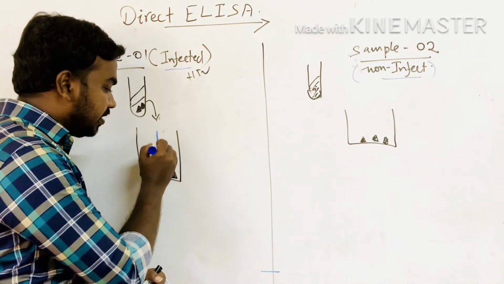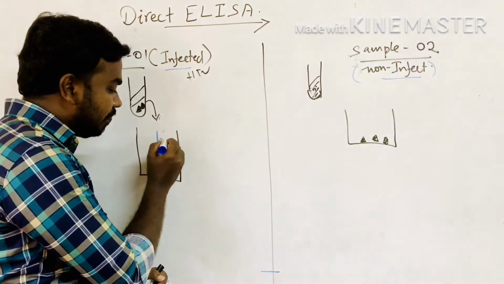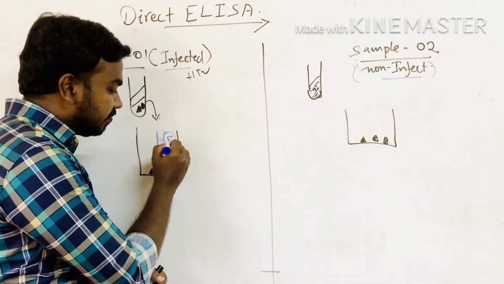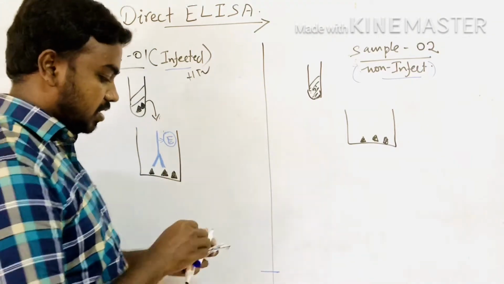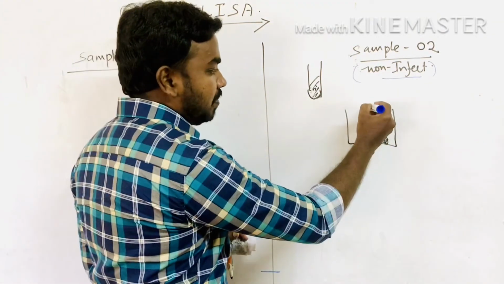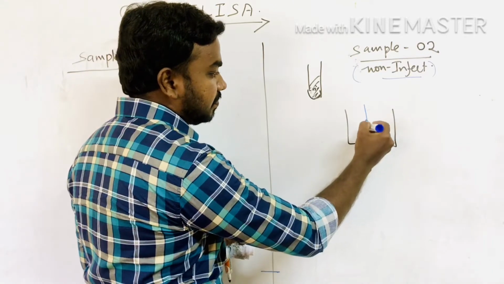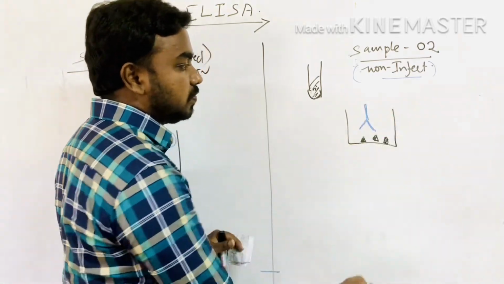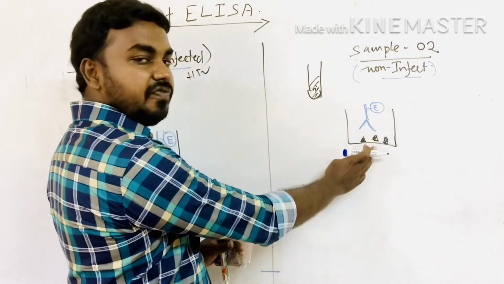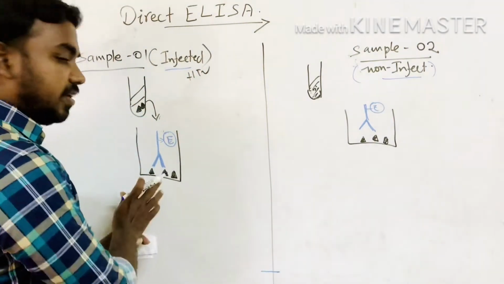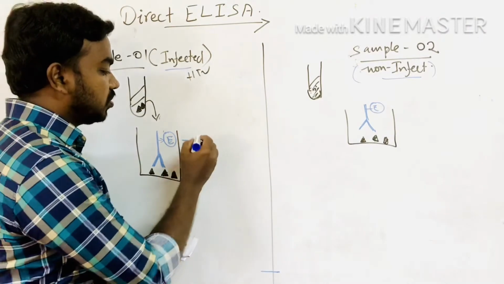And the important thing, these antibodies will be conjugated with enzymes. Now it is attached. The same antibodies are placed here, but will not get attached because this antibody is not specific to these antigens. But here it gets attached.